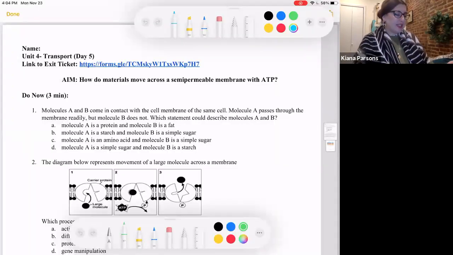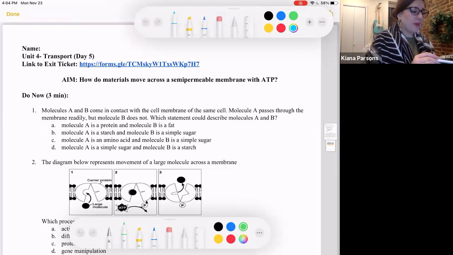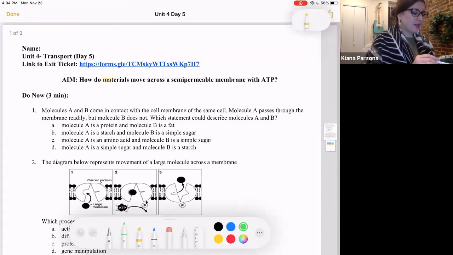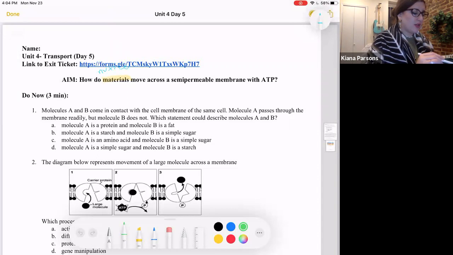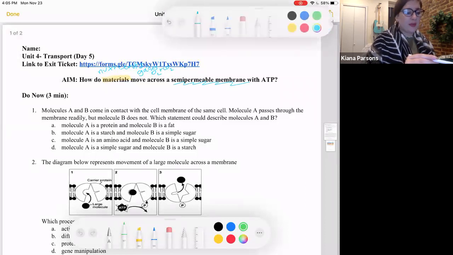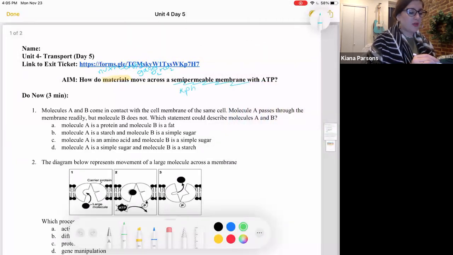All right, so Unit 4, Day 5. Today's aim: how do materials, so we're talking here about nutrients and gases mostly, move across a semi-permeable membrane. So we have maybe a couple of things that we think of when we see semi-permeable, maybe phospholipid.